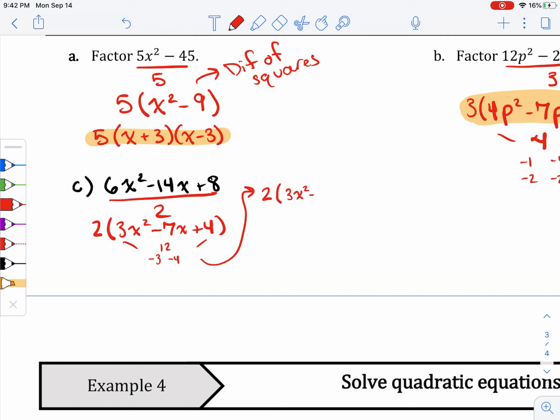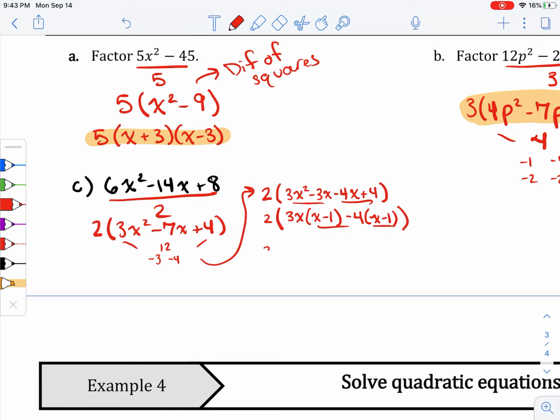I'm going to split my b term into minus 3x, minus 4x, and then I have my original. So this would factor, here comes all those parentheses. I can pull out a 3x, and I'm left with x minus 1. Here I can pull out a negative 4, these are my two groups, and I'm left with x minus 1.